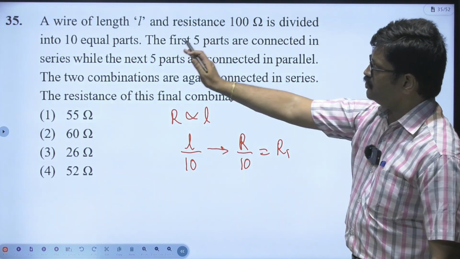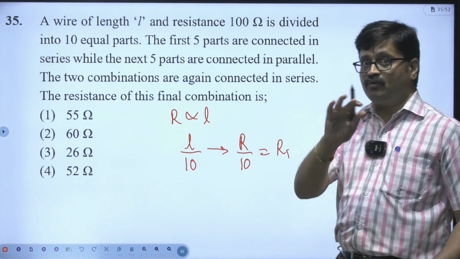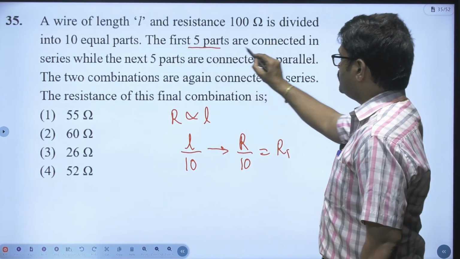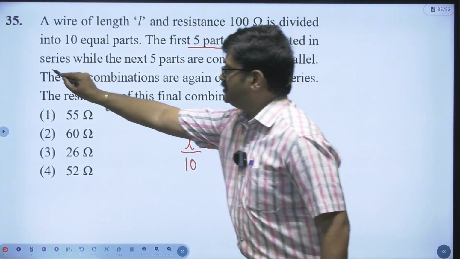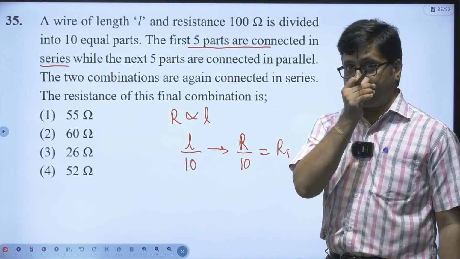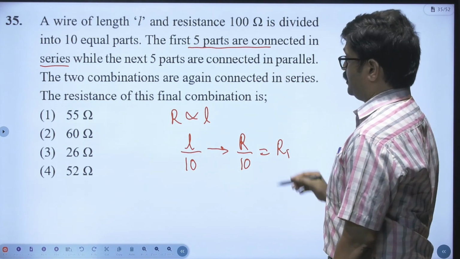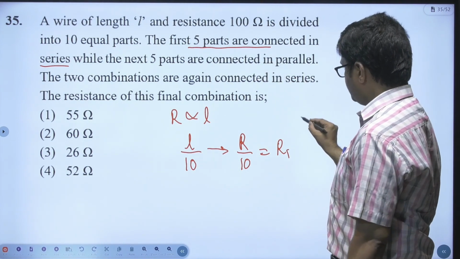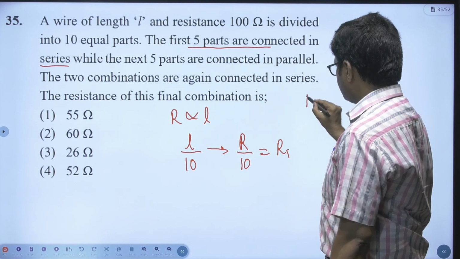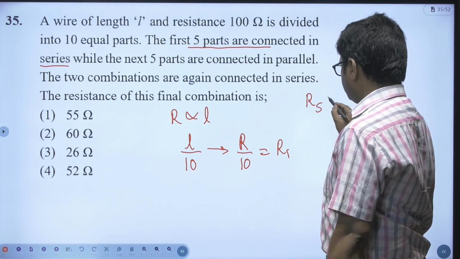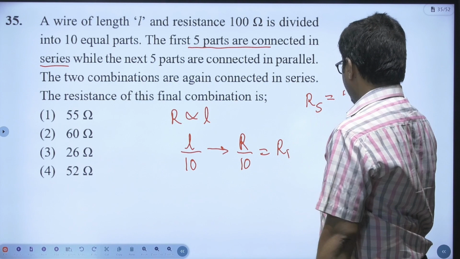So such 10 equal parts, and now what they are doing? The first 5 parts are connected in series, and the next 5 parts are connected in parallel. So I can consider the first 5 parts in series. Then RS will be equal to 5 times R1.